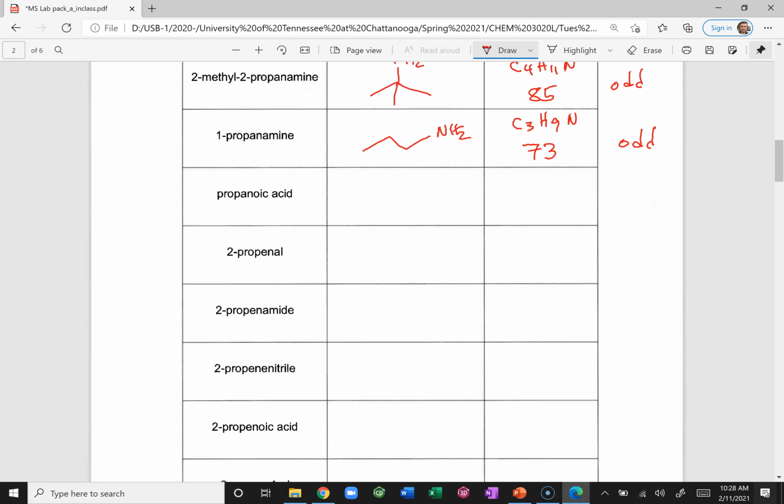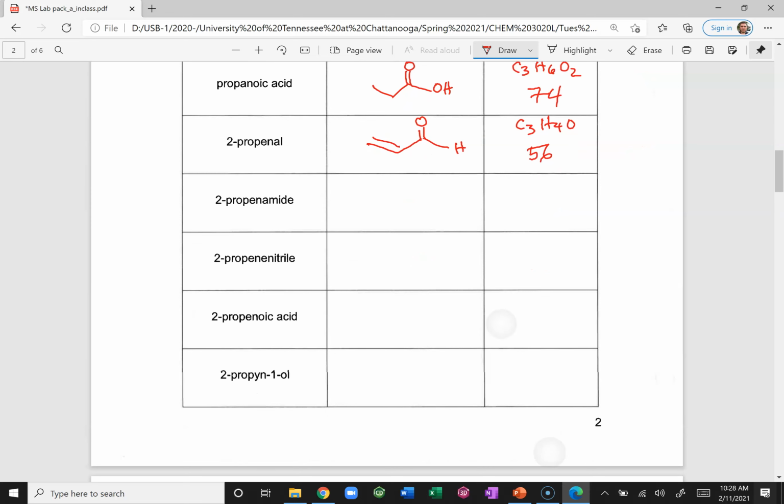Propanoic acid, for 3 carbons, carbonyl group, C3H6O2. This is 74. 2-propenal. So it's an aldehyde with a propene group. It has 3 carbons and an ene. So this will be C3H4O, and it's 56.